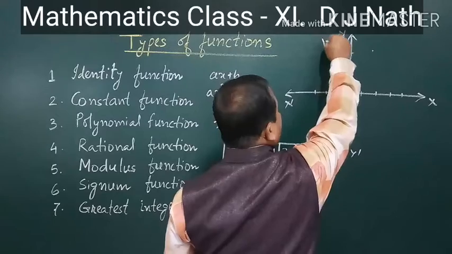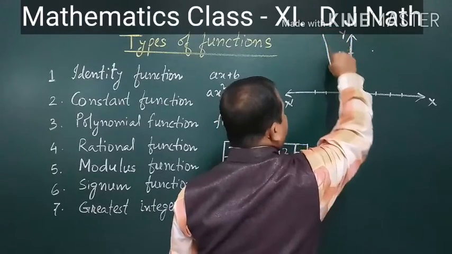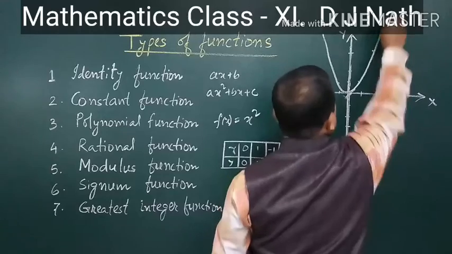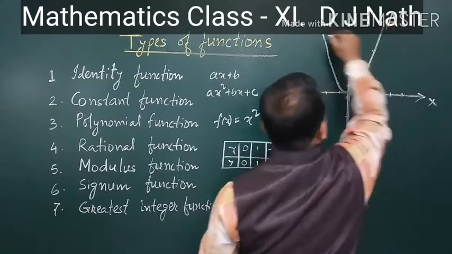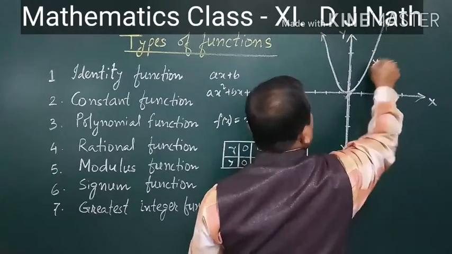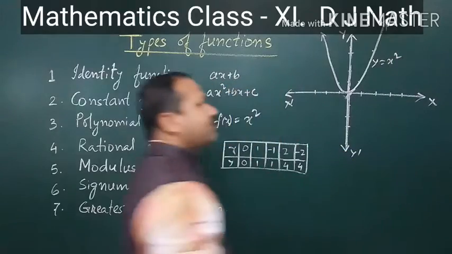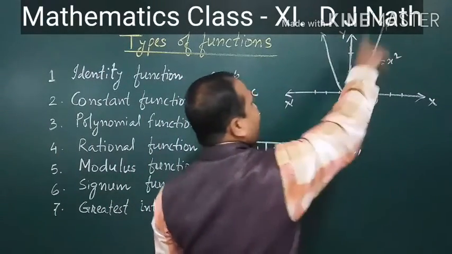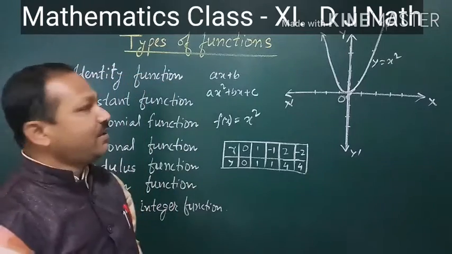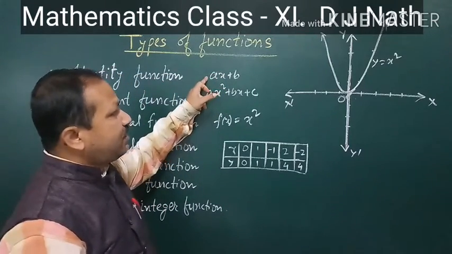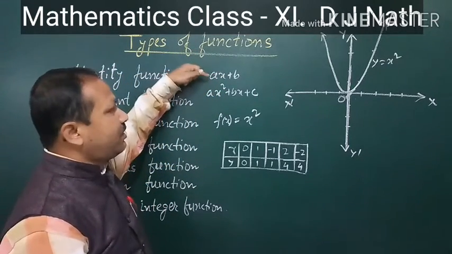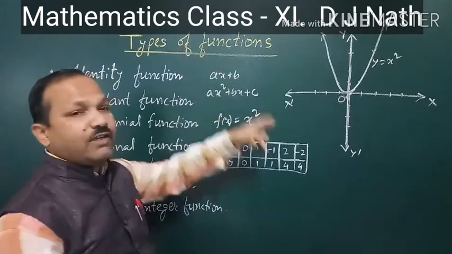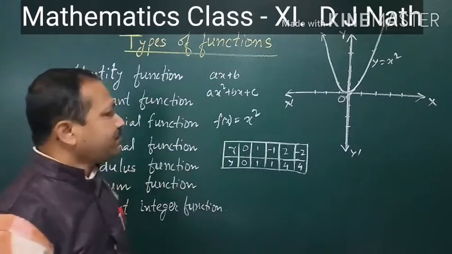So the graph will come like this. This graph is y is equal to x square. It will touch at 0 and the graph will be like that. It is a curved line. If it is a linear equation in one variable, or a simple equation, then it is a straight line. But if it is square, then it will be a curved line.